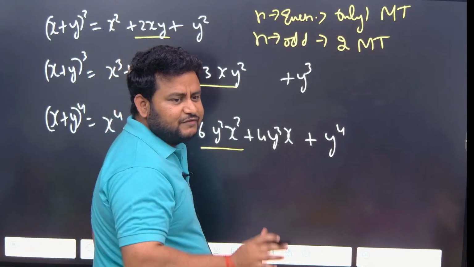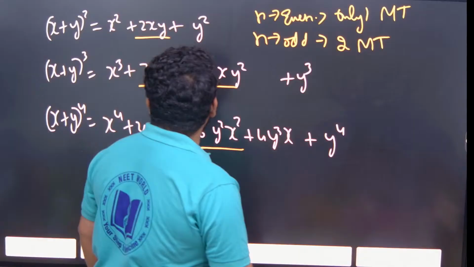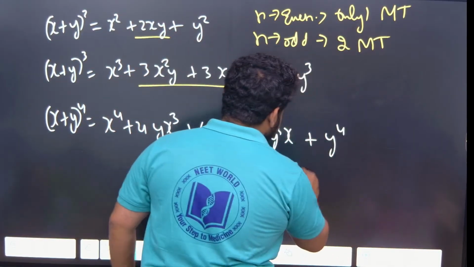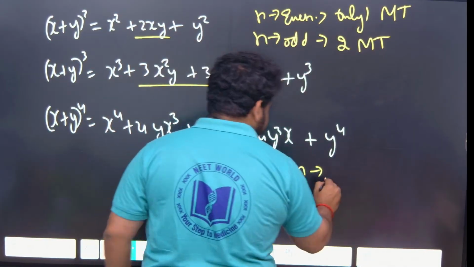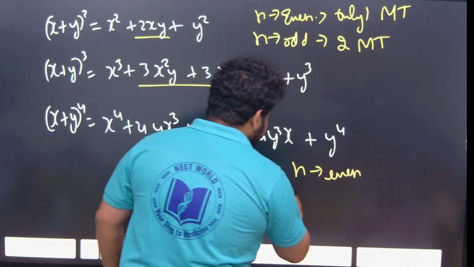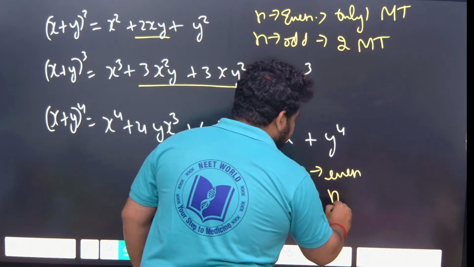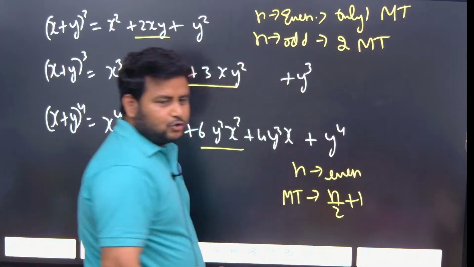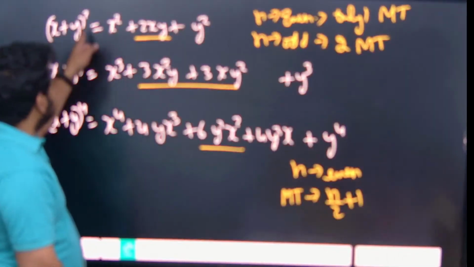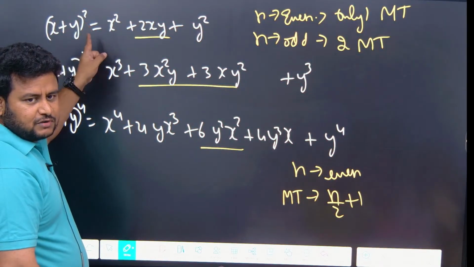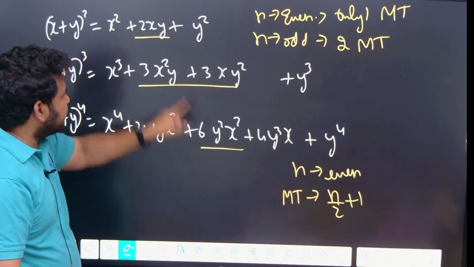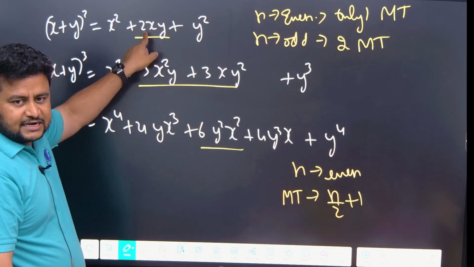First, when n is even, what the middle term will be is n by 2 plus 1. N by 2 plus 1. So suppose here n is 2. 2 by 2 is 1. 1 plus 1 is 2. So the second term is the middle term here.